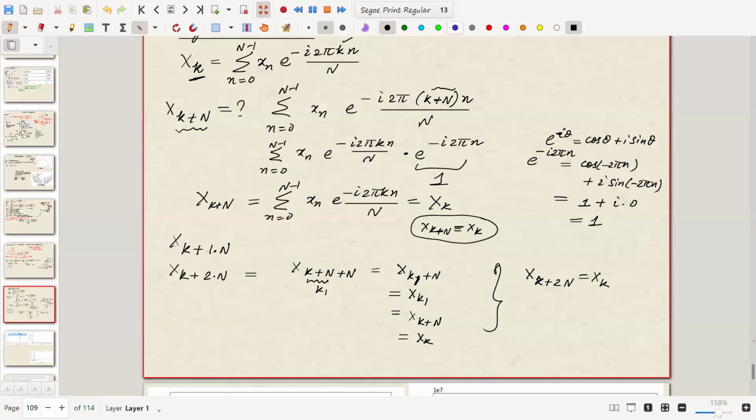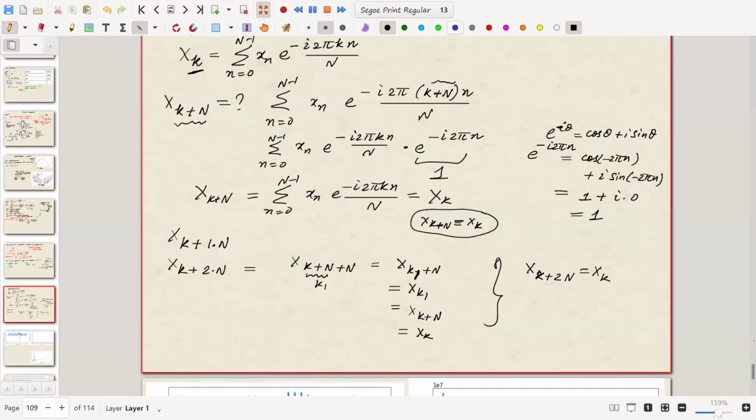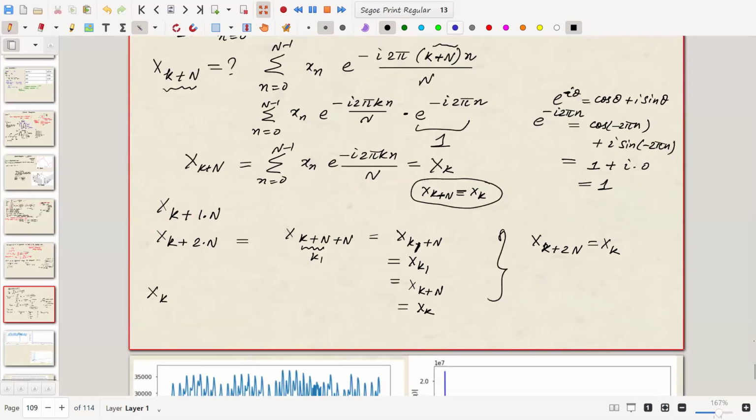You're seeing the folding and repeating thing, the logic. Now can you generalize this to x(k plus i times n)? i is a positive integer. It will be just x(k), for any integer, because x(k plus 2n) is equal to x(k). Try to prove this. Try to see it is always true. So this is just the symmetry I wanted to talk about.